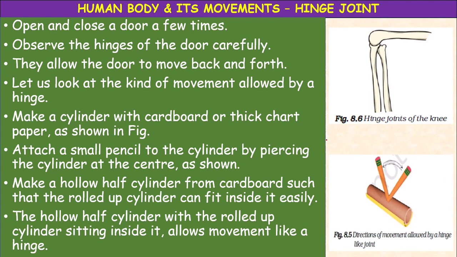Here are the directions of movement allowed by a hinge-like joint. Make a cylinder like this, with cardboard or thick chart paper, as shown in this figure. Attach a small pencil to the cylinder by piercing the cylinder at the center here, as shown in the figure.